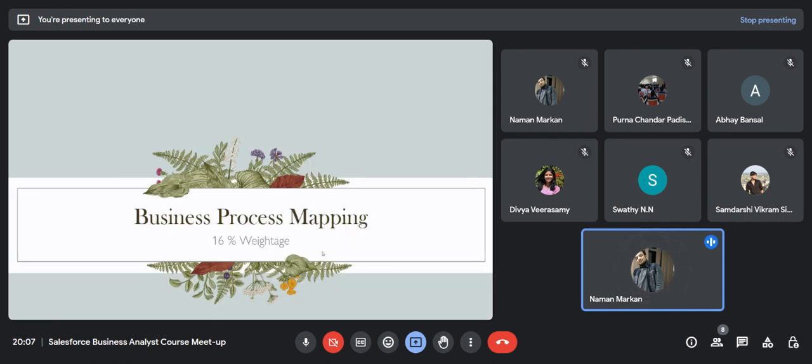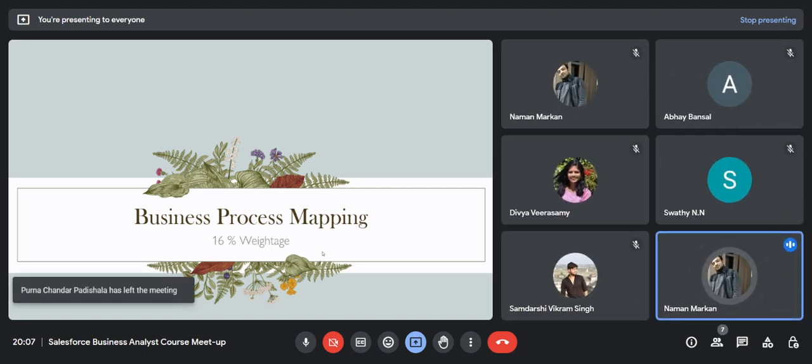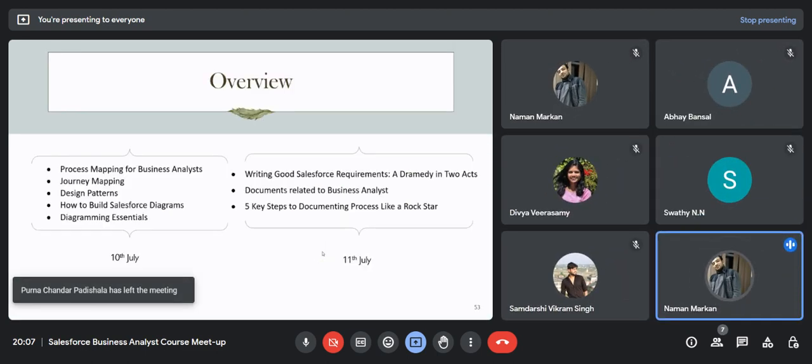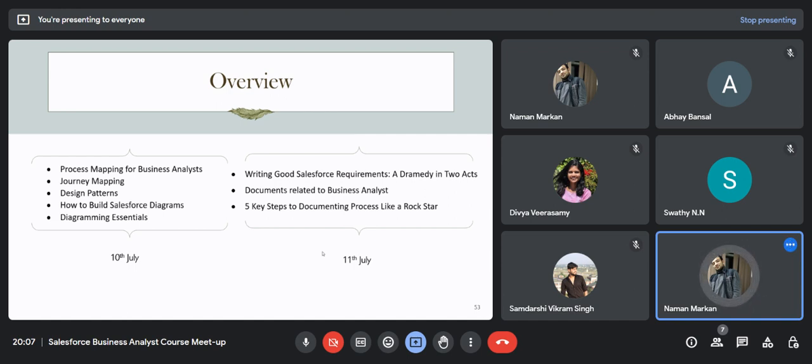Then from yesterday onwards, we have been talking about business process mapping, where we looked into business analyst documentation and process mapping. We also looked into journey mapping, how we can map the journey of a customer. Then we looked into the design patterns of our customer, and how to build a Salesforce diagram based on the customer discovery. Then what are the diagrammatic essentials related to the customers?